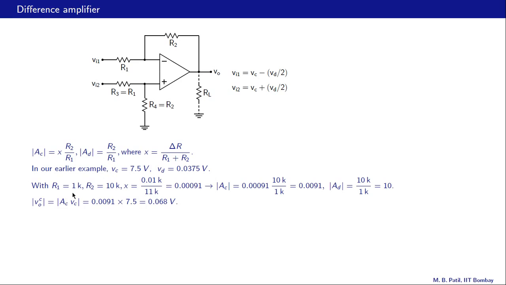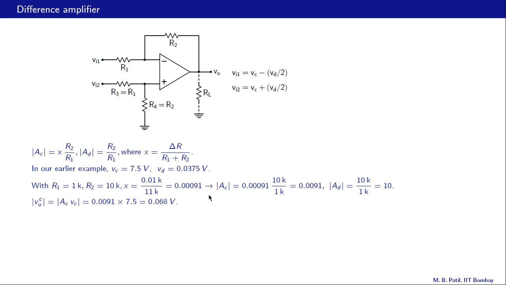Let us take R1 as 1K and R2 as 10K. So the gain of our difference amplifier is R2 by R1. So it would be 10K by 1K, that is 10. What is X? X is delta R divided by R1 plus R2. Delta R is, let's say, 1% of R1, which is 0.01K, and R1 plus R2 is 1K plus 10K or 11K. So this X turns out to be 0.00091.